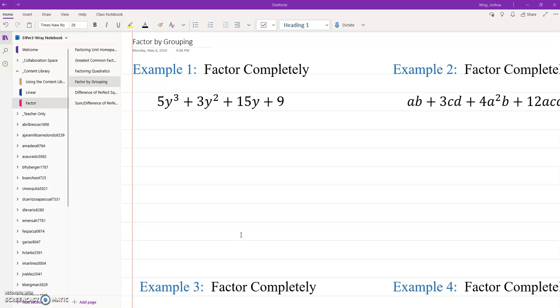Somehow I'm going to manage to teach you factor by grouping today, despite the fact that I was in a car accident this morning. But I survived.